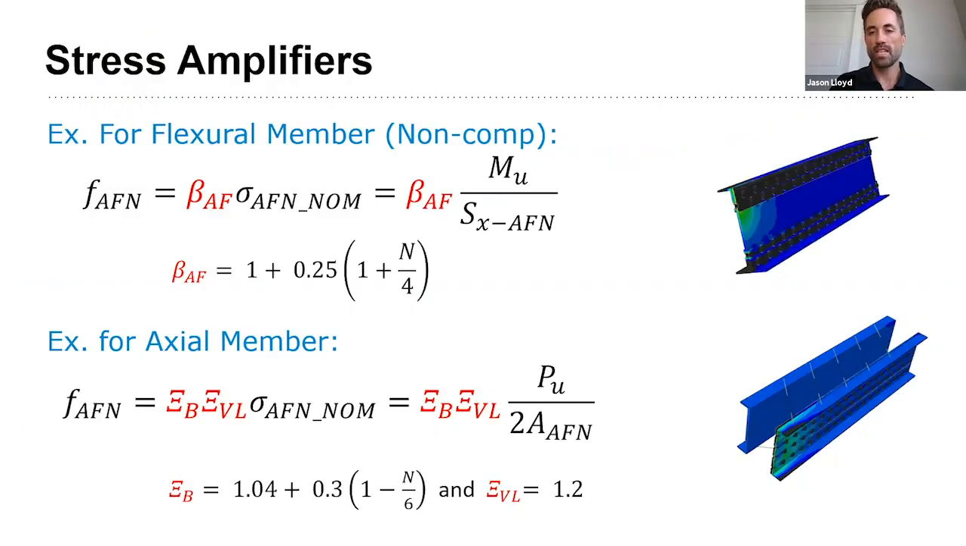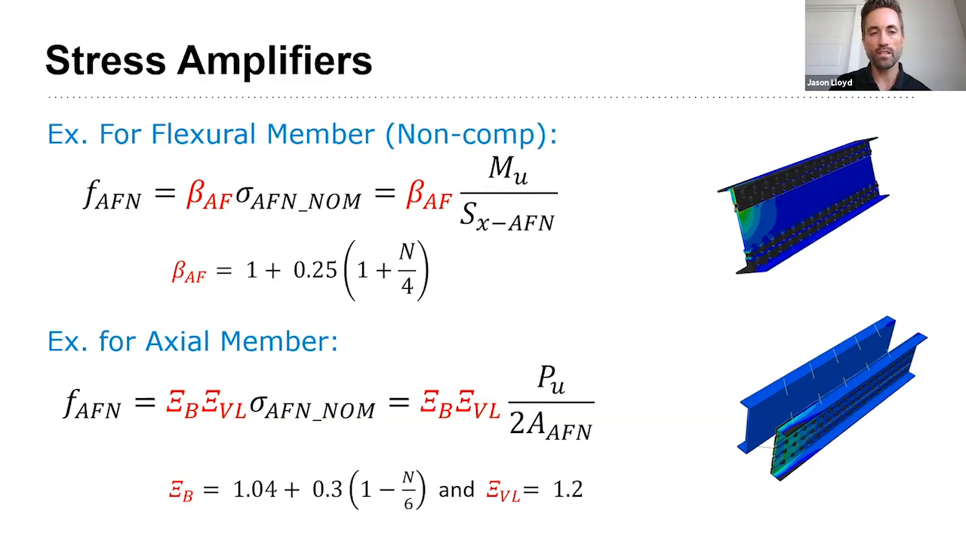So here are a couple of examples of the stress amplification factors. You can see the factors themselves highlighted in red font. The top is an example for flexural members and non-composite, where you have a beta sub AF, which is the amplification factor for after fracture of flexural members. And you can see how it's simply multiplied by one of our favorite equations of factored moment divided by after fracture net section modulus. So the lower one is an example for an axial member.